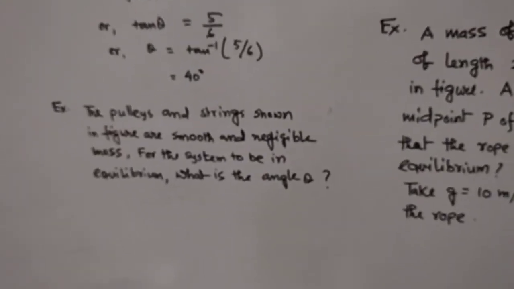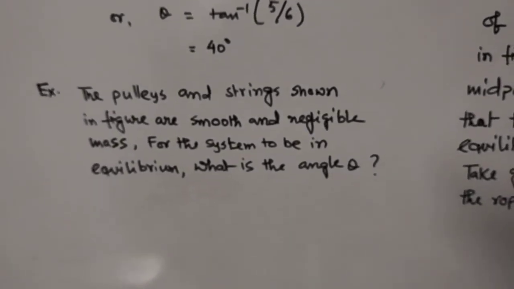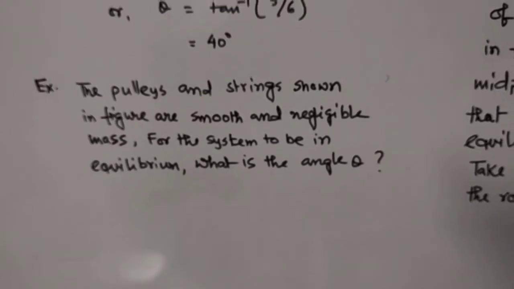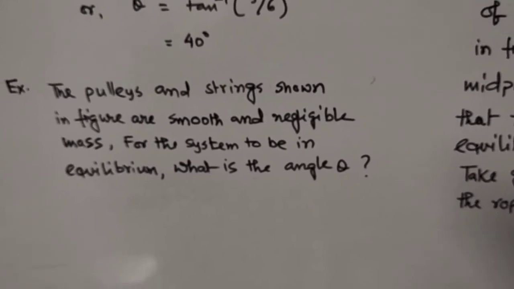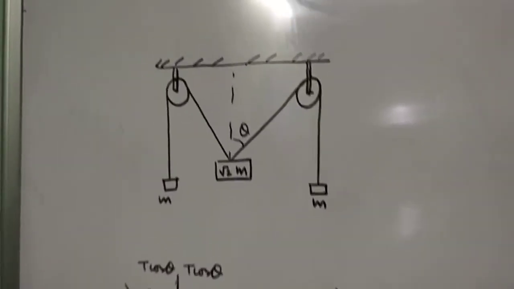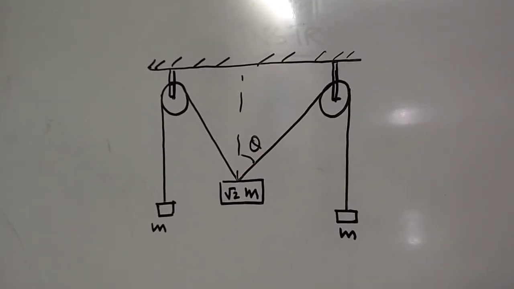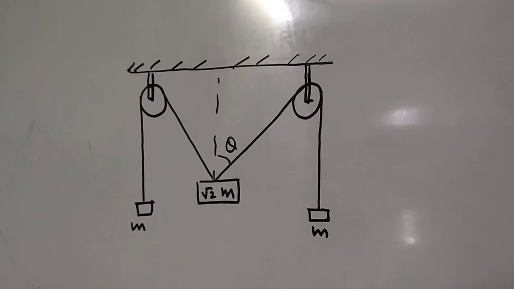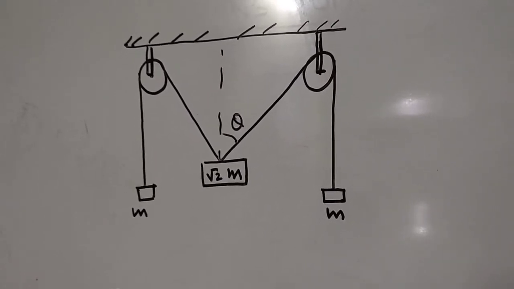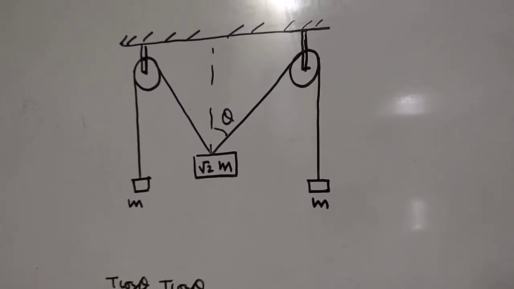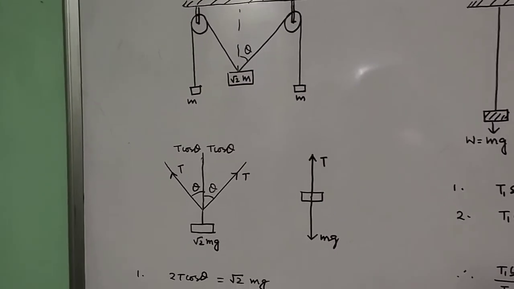Now the next application we'll try to define by considering this question. The pulleys and strings shown in the figure are smooth and of negligible mass. We are not going to consider the mass because it is negligible. For the system to be in equilibrium, what is the angle theta? Now you see this is your diagram. Pulleys and string. At the free end of the string you do have mass m, and at the joining point you do have a mass root 2 m, and theta is the angle made by the string with the vertical, so that angle is also theta. Now what we have done, we have simplified this diagram by considering this part.